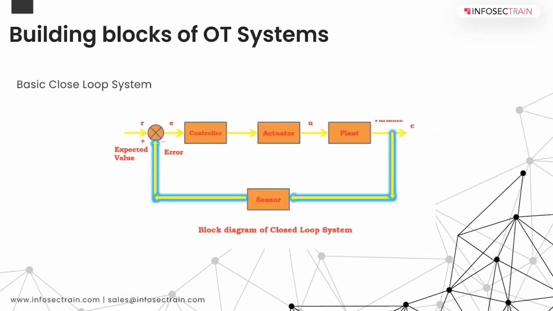So coming to the building blocks of OT system, at a very basic level, this is how a control system works. What you see on the screen is a basic closed loop system. This is the block diagram. You sense, and the information is given to the controller. The controller takes the action. The actuator operates, and the plant does its own thing, and the feedback is given to the sensor, and the sensor is adjusted or calibrated as needed.